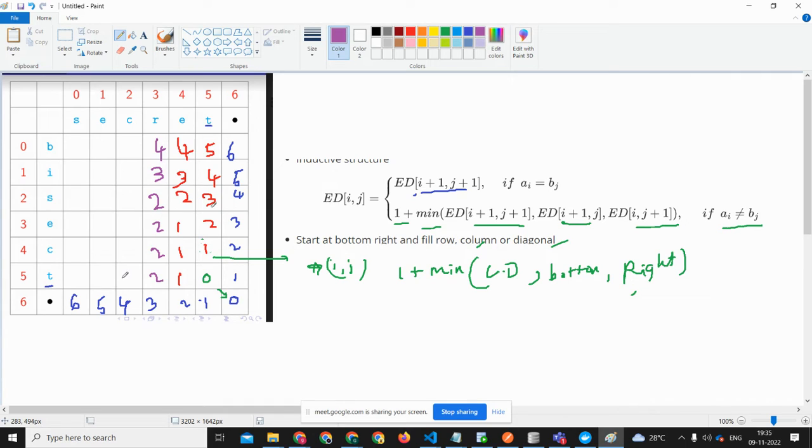Yeah, okay. We are comparing T with C. 3, right? Why 3? Okay, sorry, 2, 2. It's same, no? C, C. Yeah, C and C are same, right? So we need to take whatever is on the diagonal. Good. 2.